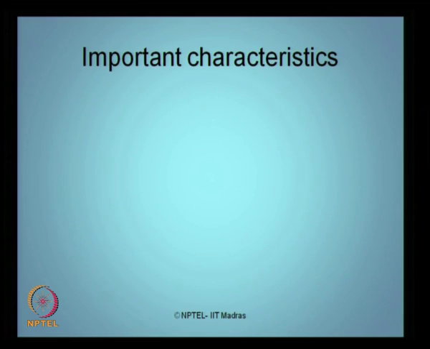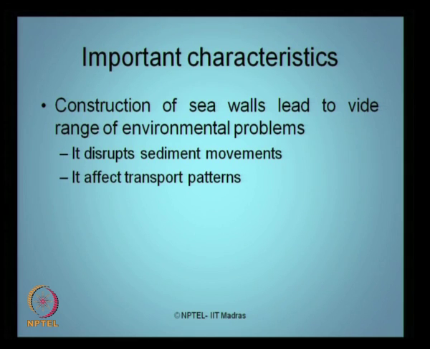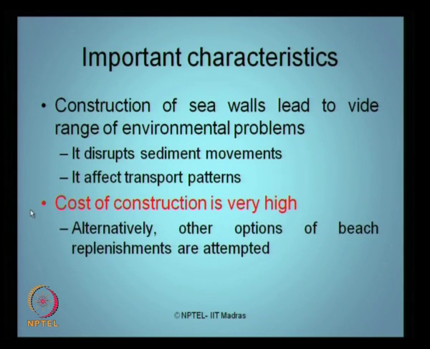There are important characteristics of a sea wall which we need to understand. The construction of sea walls leads to a wide variety of environmental problems. For example, it disrupts the sediment movements and affects the transport patterns of the sediment. The cost of construction of sea walls is very high. So, it is considered one of the negative or undesirable characteristics of a sea wall.